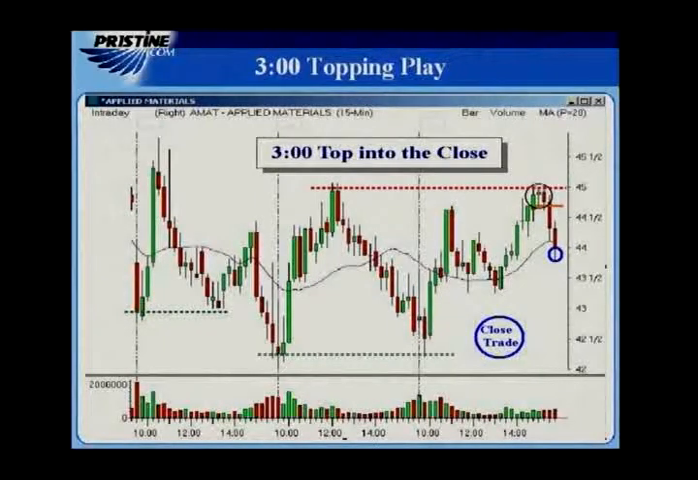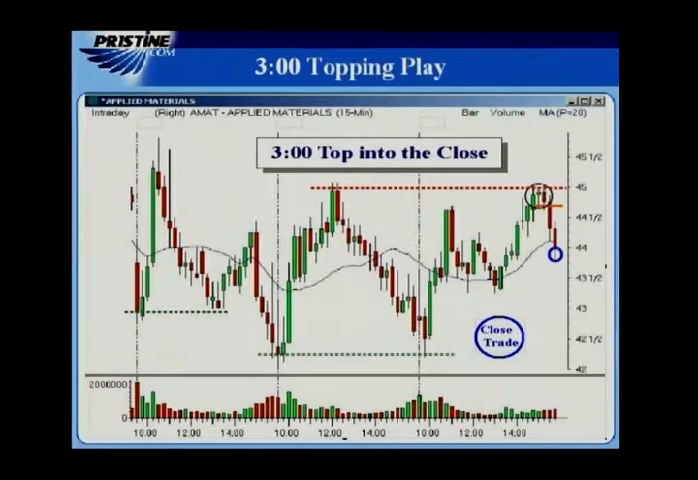Here's an example of the 3 o'clock top into the close. The stock on the 15-minute chart rallies to retest a prior top on the 15-minute chart, and it happens to coincide right at 3 o'clock. When I get a rally into 3 o'clock, that's one of those salivation times, especially if I can combine it with something else like a prior top.